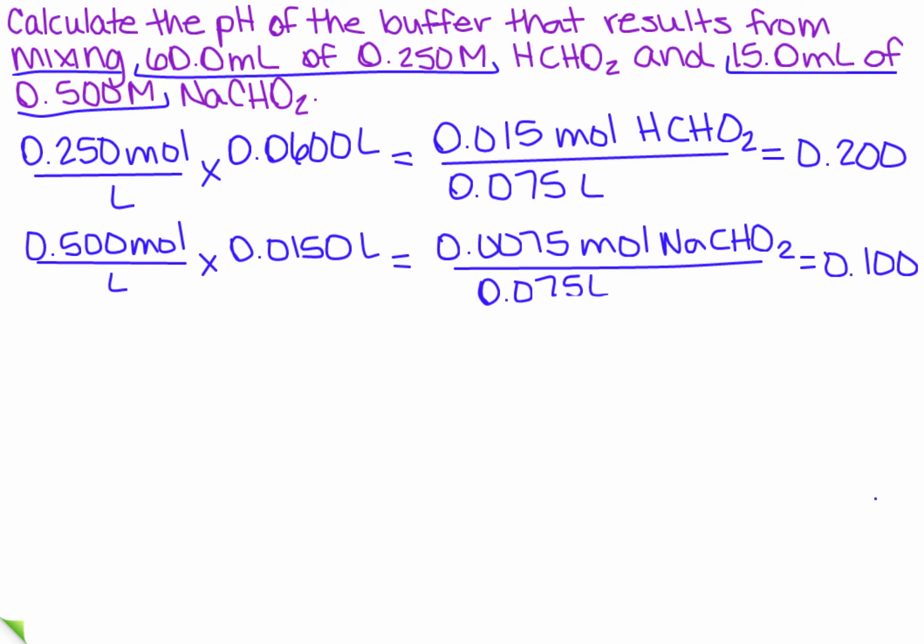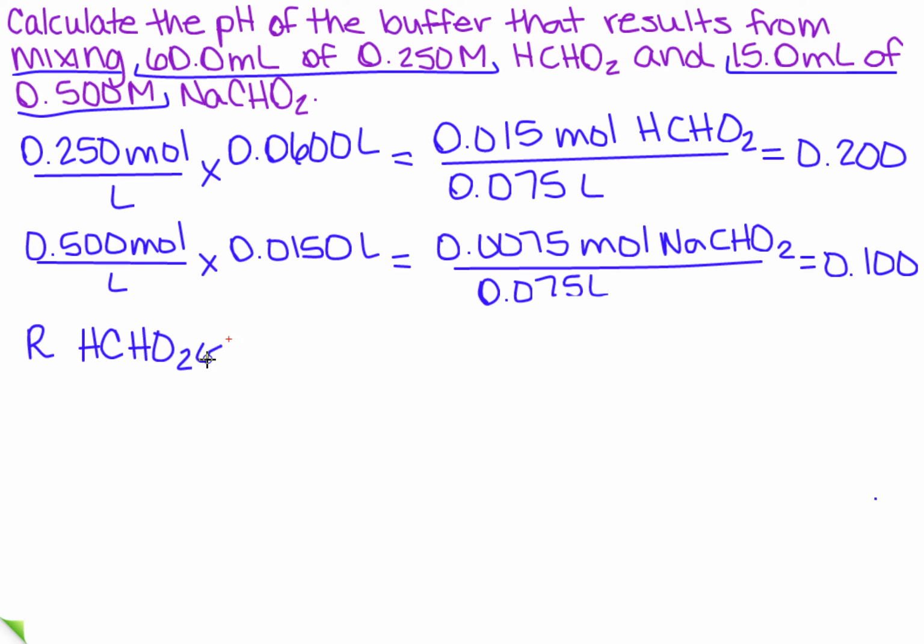So here is the second one written out. I started with my molarity, I multiplied by my volume in liters. I obtained this answer and divided by my total liters to get 0.100. So we need to find the pH, so that means that we need the hydronium concentration. And which one of these is going to give us a hydronium? Well, we know the salt is soluble, so that's not going to work, so it has to be the acid. So we're going to start with the acid.